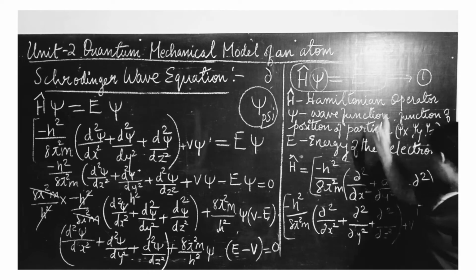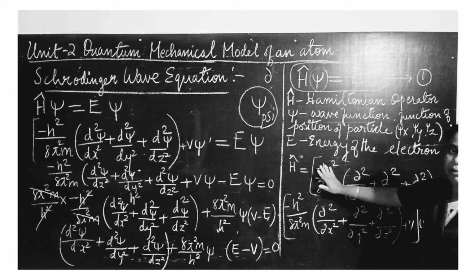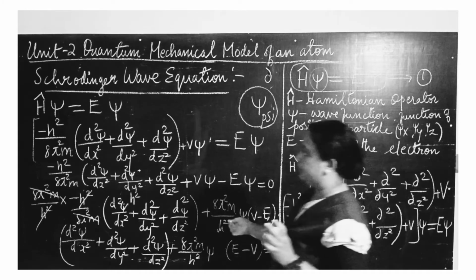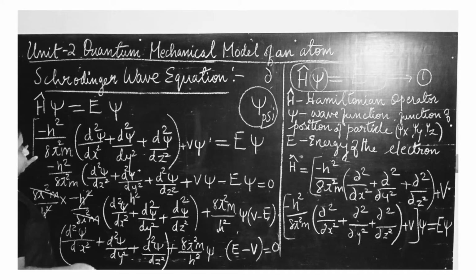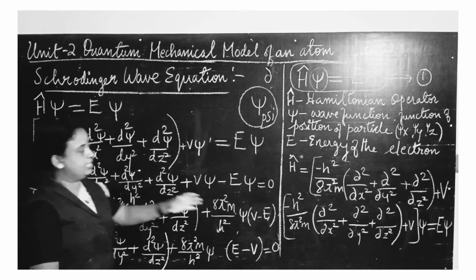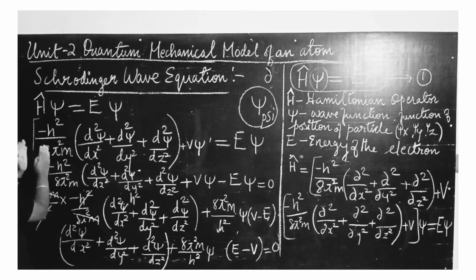psi is equal to E psi. The expression for the Hamiltonian operator I just substituted over here, and finally I got this expression. Now look here. The same expression I have written here. Now I am just multiplying.